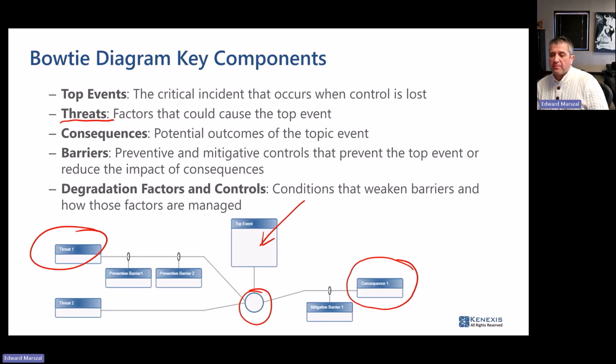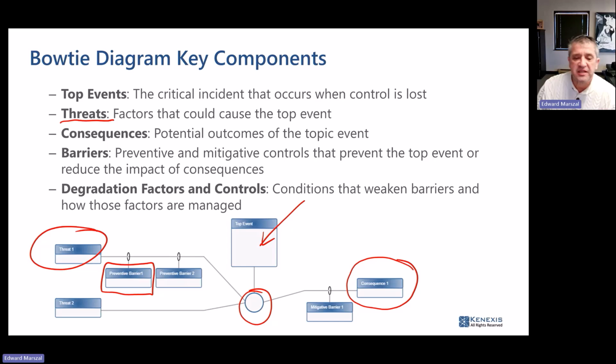And the beauty of the bow tie diagram, as opposed to a HAZOP or a LOPA, is that one visual framework can show you multiple different consequences simultaneously. We'll talk about barriers, which in the language of HAZOP would be safeguards, in the language of LOPA would be independent protection layers.